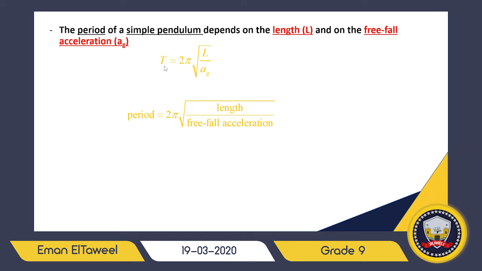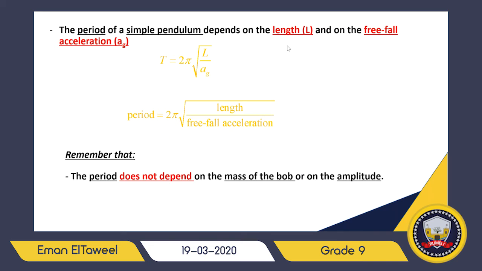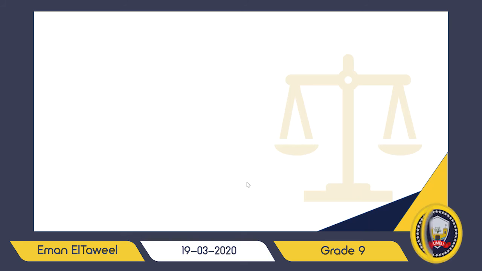So T, the period, equals 2 pi square root L over g. g, by the way, means the gravitational force or the free fall acceleration. So again, period equals 2 pi square root length over free fall acceleration. It depends only on the length and free fall acceleration, and doesn't depend on the mass of the bob or on the amplitude.